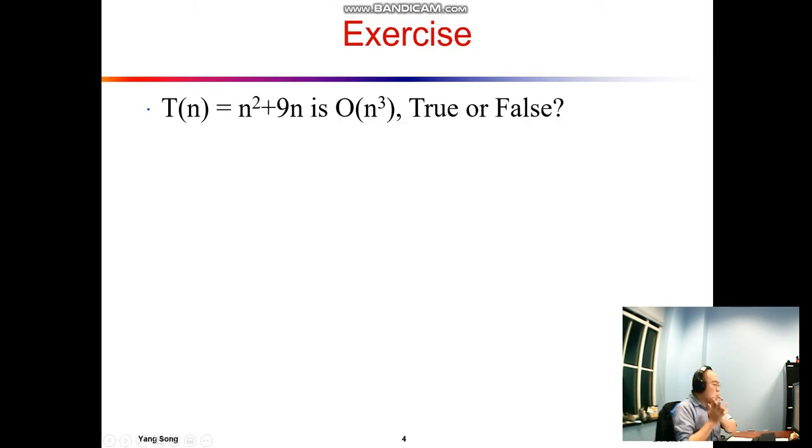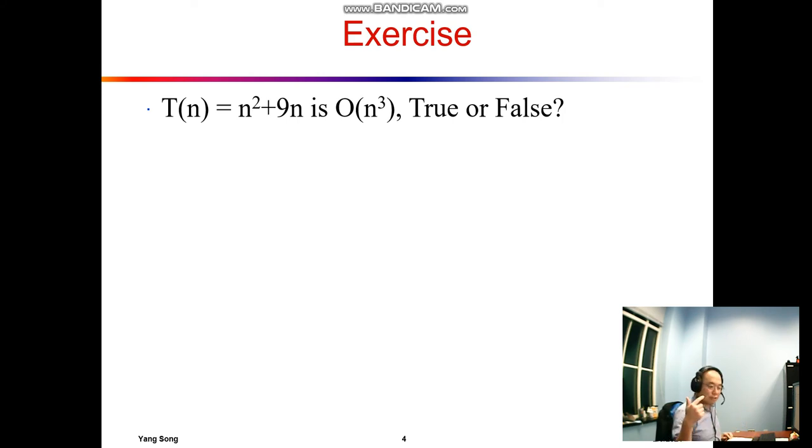Okay, so how about this part? We are still doing the same polynomial, but now we are discussing whether it's a big O n cube, true or false. That's weird, right? Because we know O n squared is the upper bound. And then how about O n cube?